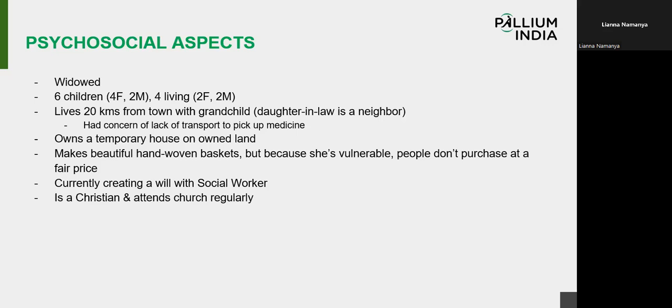She owns a temporary house on owned land, although it's small for her, but at least she doesn't have to pay rent anywhere. She makes beautiful hand-woven baskets, but because she's vulnerable, people don't purchase at a fair price, which is unfortunate. And so what we do as an organization, we purchase them at a fair price, and then we help her sell them as one source of income for her. Currently, our social worker is creating a will for her, both a living and a dying will. Hopefully that will give her more peace. She is a Christian and she attends church regularly near her home.